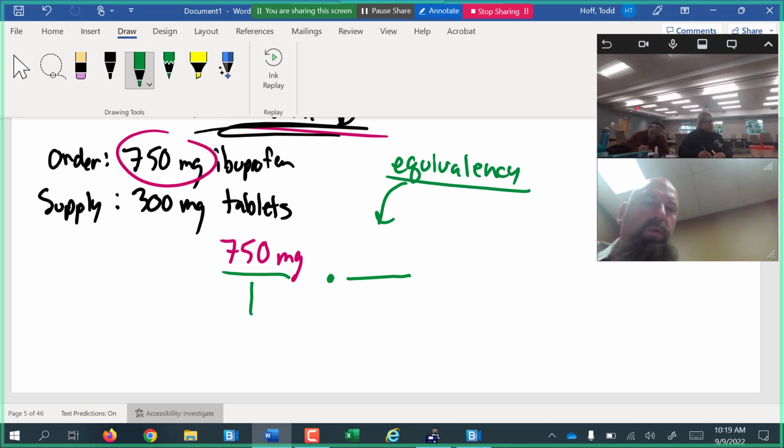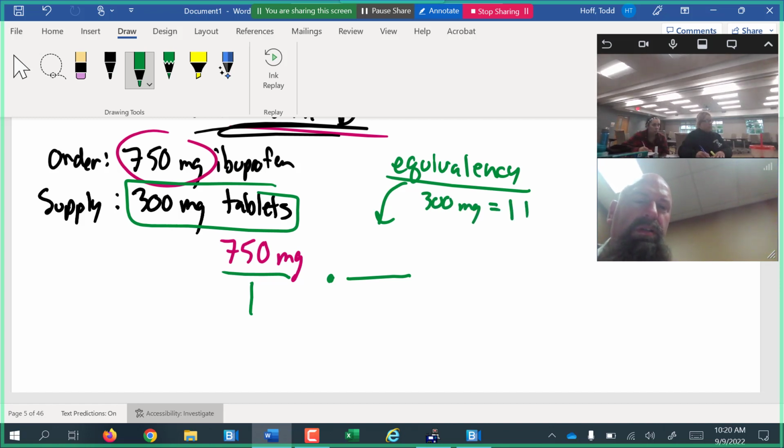When I was doing my measurement conversions, it was the equivalent measurement. 1 teaspoon equals 5 milliliters, or 1 kilogram equals 2.2 pounds. Here, the equivalency usually comes from the supply or the label on the bottle. And here, that is 300 milligrams, 300 milligram tablets. So that equivalency is 300 milligrams equals 1 tablet.